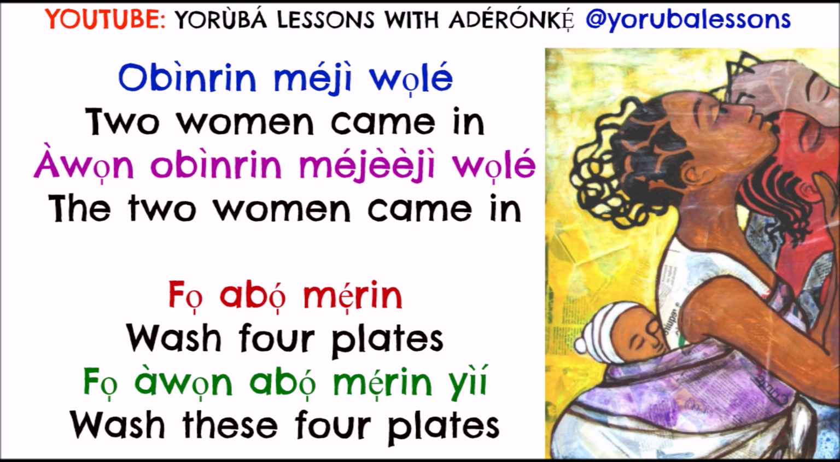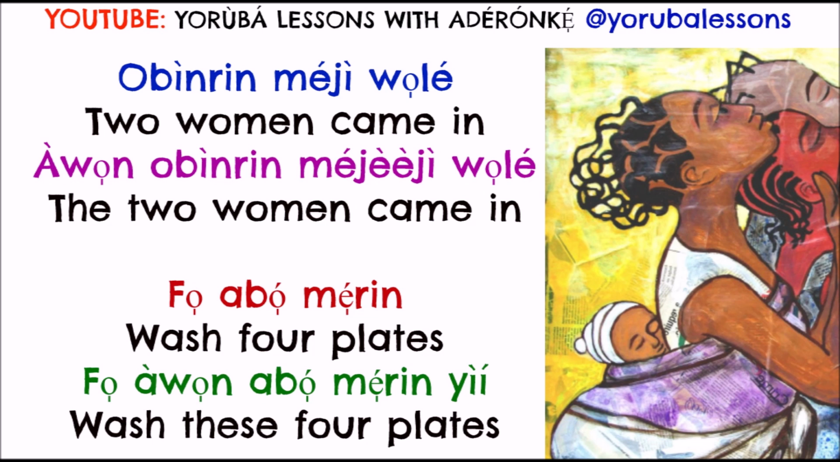It's random, right? But when you say àwọn obìnrin méjèèjì wọlé, the 2 women came in. It's a bit more specific than just saying 2 women came in. In this case, àwọn would take the form of the. In this case, it would make it more specific somehow.